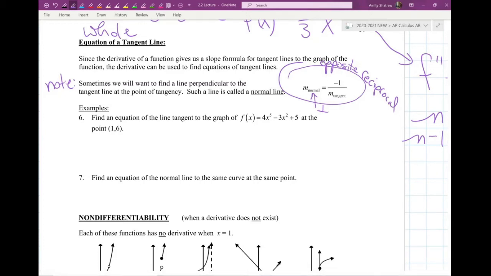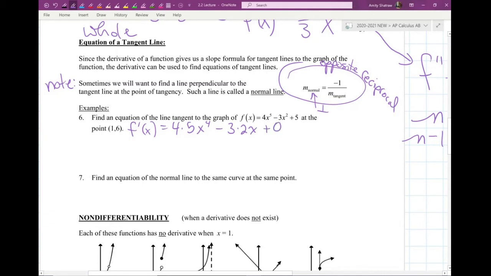It says find the equation of the line that's tangent to that graph at that point. And I can do that. This derivative, hopefully you're going to feel like this is a lot easier, right? We've already been doing some practice with this. So we're going to say f prime of x is going to be 4 times 5x to the fourth minus 3 times 2x plus, ready, that's 0.